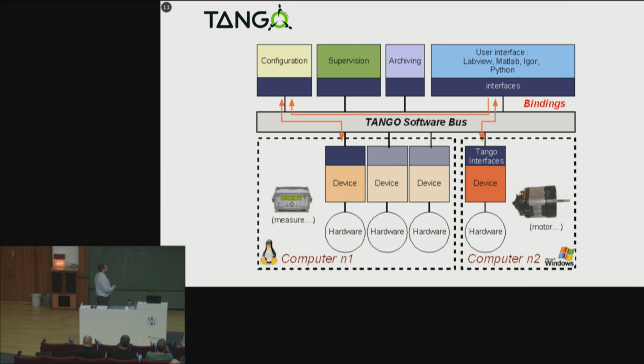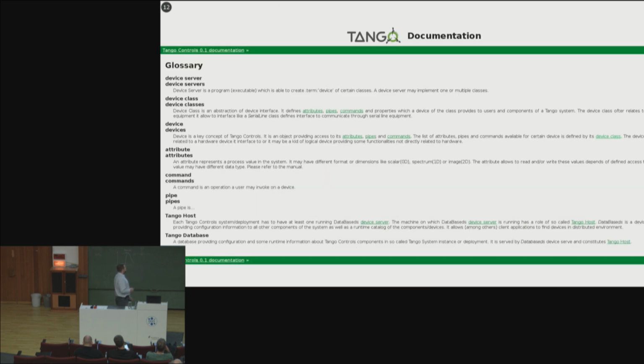So imagine we have different computers running different operating systems, and to these computers we connect different hardware. Tango provides a unified interface for all these devices, so we can easily build different applications on top of it. And this is a screenshot from the Tango website documentation.